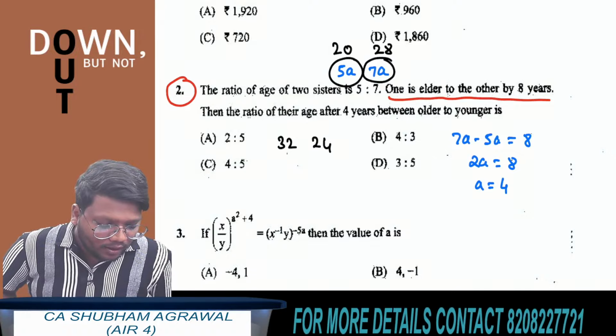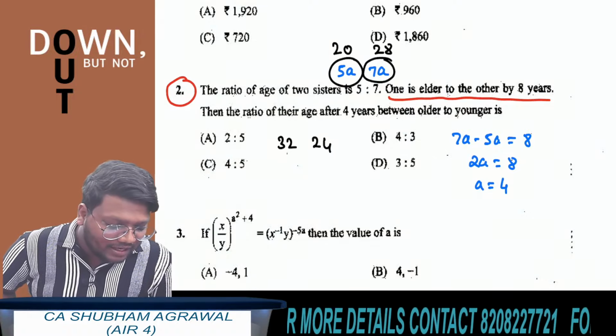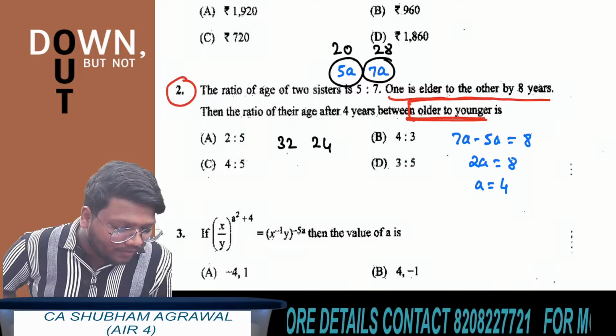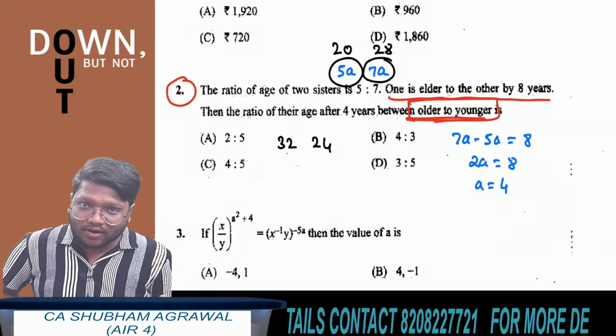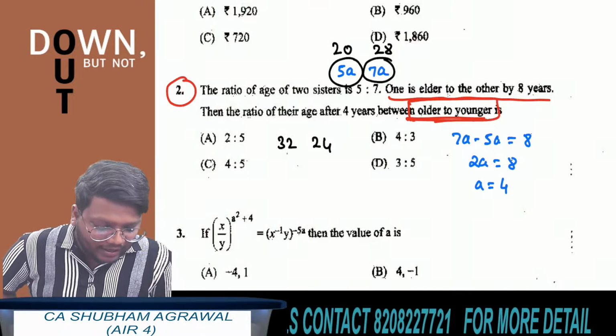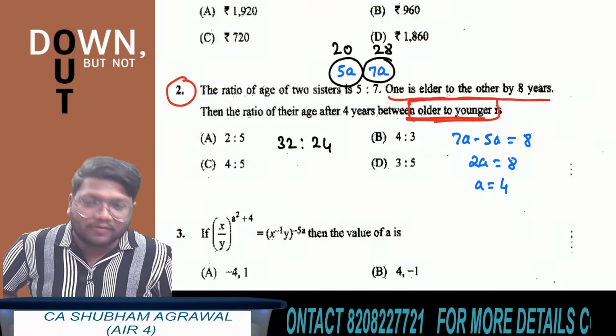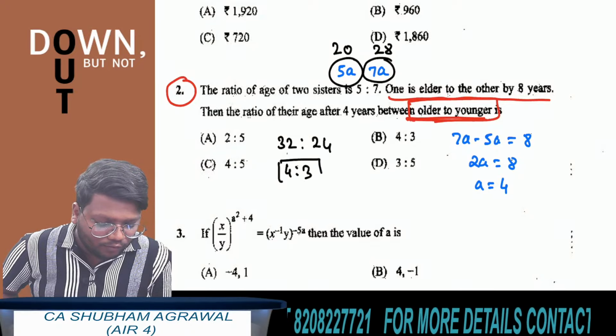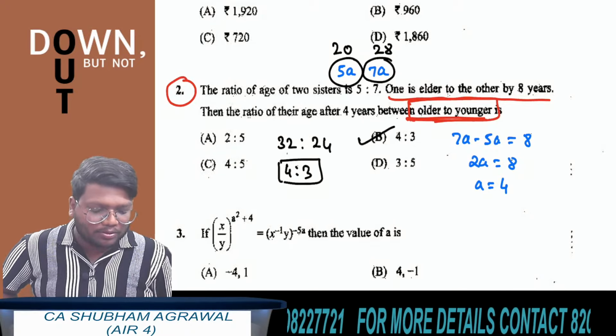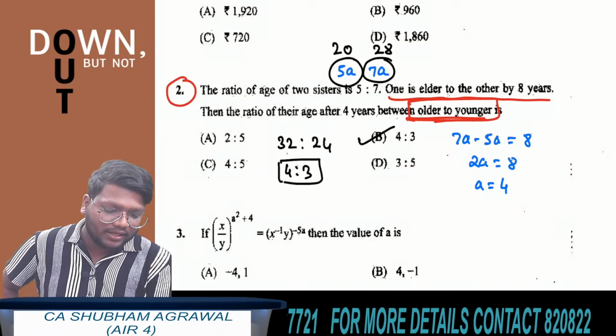What they have asked? Ratio of their age after 4 years between older to younger. So first you have to write the age of older sister, and then the age of younger sister. 32 is to 24, you can write it as 4 is to 3. Which option is correct? Option B. Option B is the correct answer.